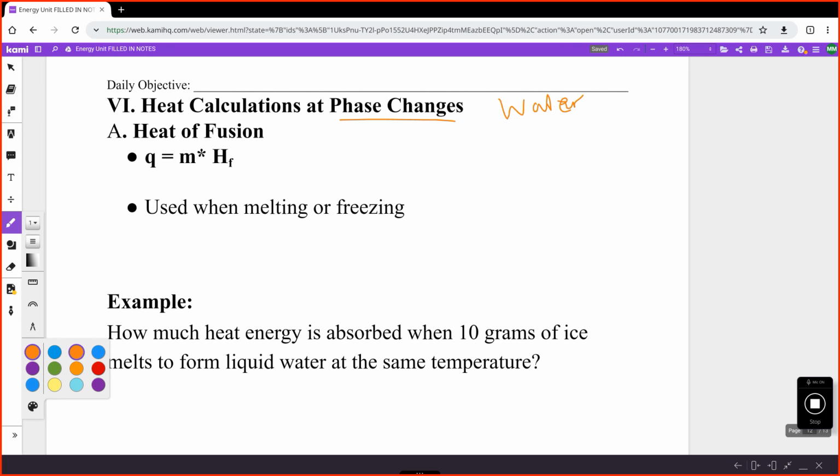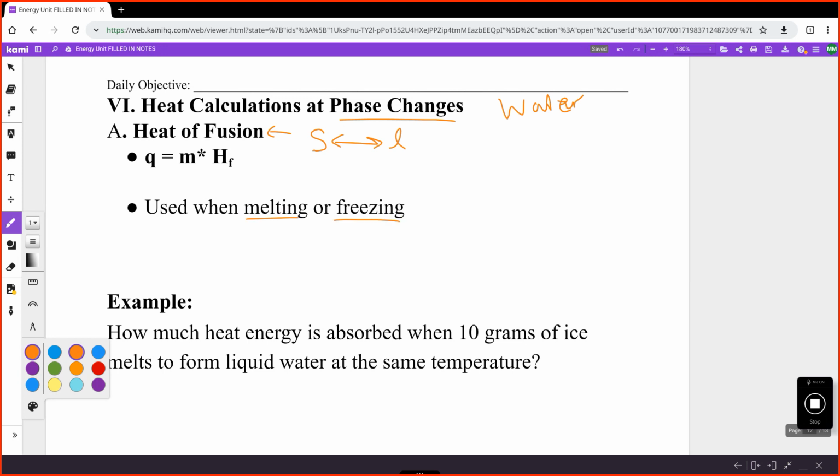There are two different formulas for a phase change, because there really are only two types of phase change for regions level. This is when we're talking about changing from a solid to a liquid, or vice versa, going backwards from a liquid to a solid. Both of these qualify as a calculation for heat of fusion. We use this when we're melting, and when we're freezing.